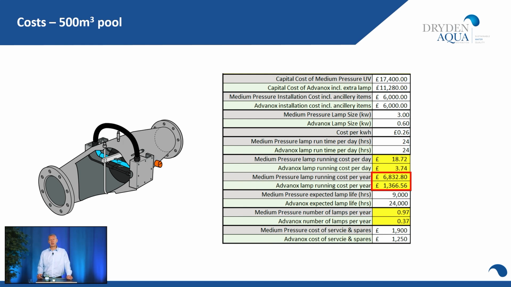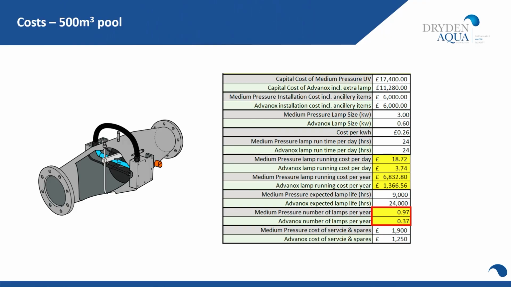for the medium pressure system compared to 1,366 of the Advanox. Life expectancy of the lamps. The medium pressure is about 9,000 hours. With an Advanox, when you buy a system, you get a second lamp automatically, and each lamp lasts about 12,000 hours. So you've got 24,000 hours of lamp life with an Advanox system. So the number of lamps required per year, well, about one a year for the medium pressure, or not even half a lamp per year for the Advanox.